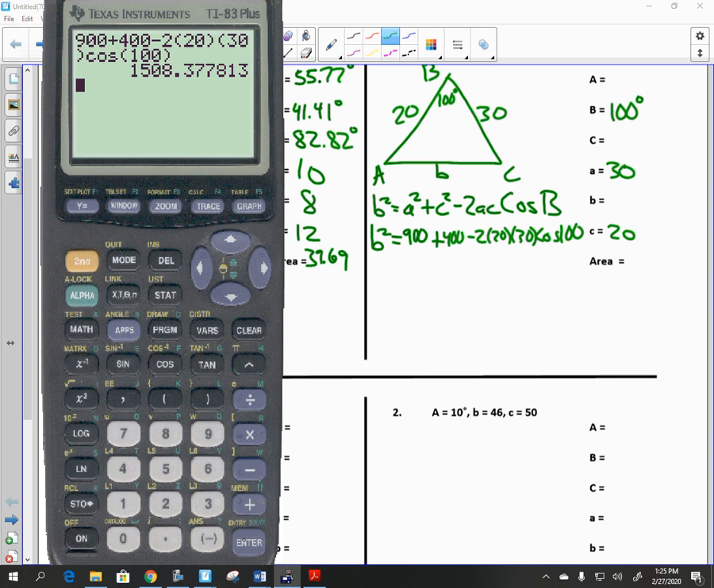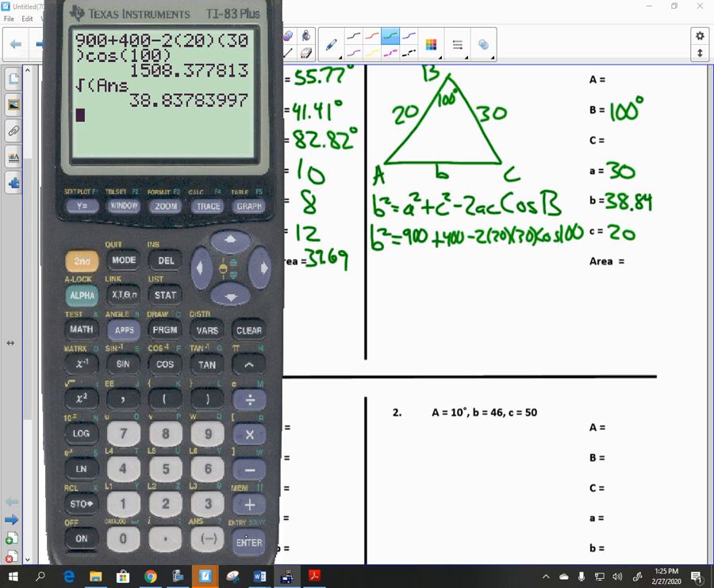Is that my answer? What do I have to do? Square root. I got 38.84. Does that make sense? I should get 38.84. Why should that side be bigger than the others? How do you know the other angles aren't bigger than 100? Yeah, you can only have one obtuse angle, right? There's no way you could have more than one. Okay, so now I got to find A or C.